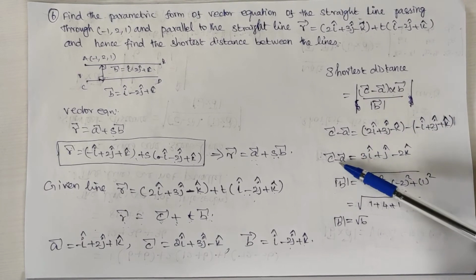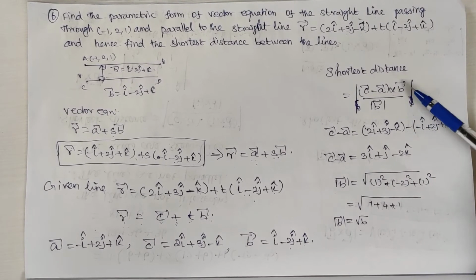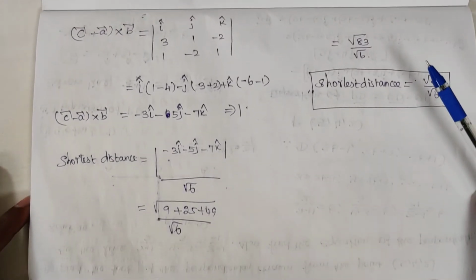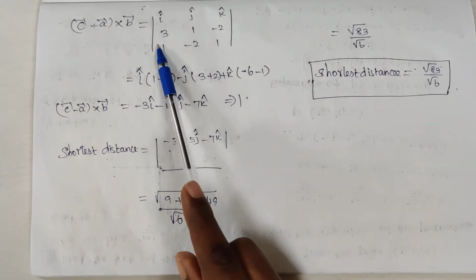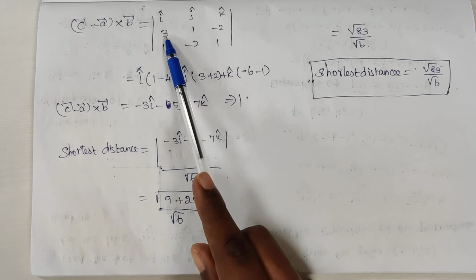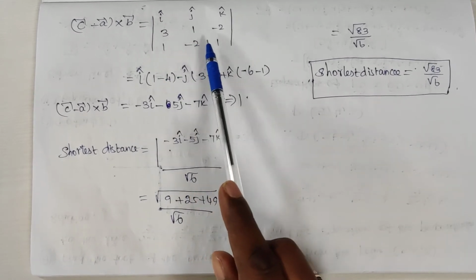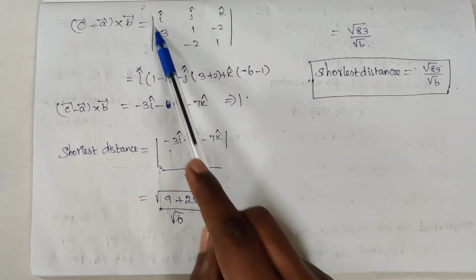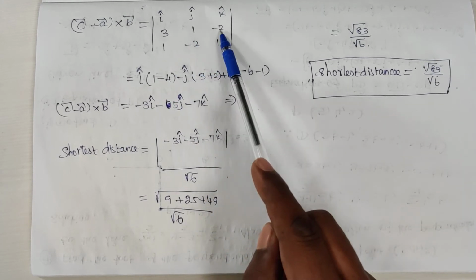So already you know c vector minus a vector equal to what? 3i plus j minus 2k, cross b vector. When we do cross product, we know we have to use the determinant. So c vector minus a vector cross b vector is equal to the determinant with i cap, j cap, k cap, then c vector minus a vector value 3, 1, minus 2, and b vector value 1, minus 2, 1. So we have to expand this. When expanding, taking i cap, neglect its column and row. So 1 into 1 is 1, minus 2 into minus 2 is 4.